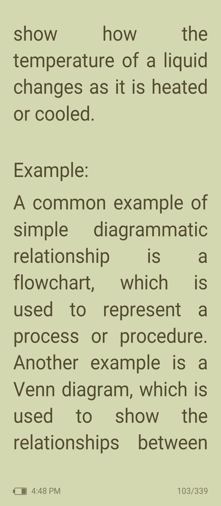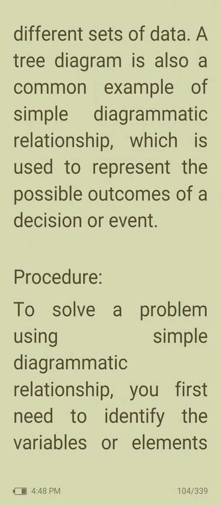A common example of simple diagrammatic relationship is a flowchart, which is used to represent a process or procedure. Another example is a Venn diagram, which is used to show the relationships between different sets of data. A tree diagram is also a common example, which is used to represent the possible outcomes of a decision or event.